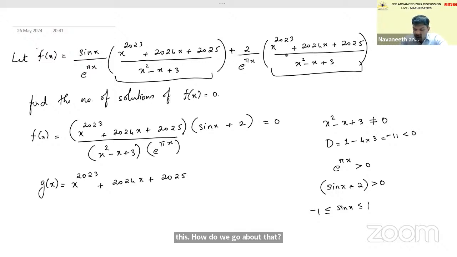As you can see, this is a very high order polynomial. So how do we take care of it? We need calculus to solve this. We need to apply derivatives. We need to use the application of derivatives to solve this.